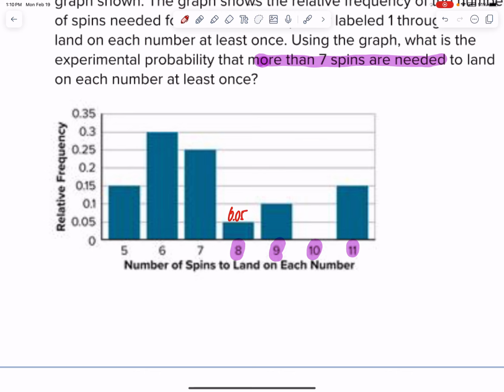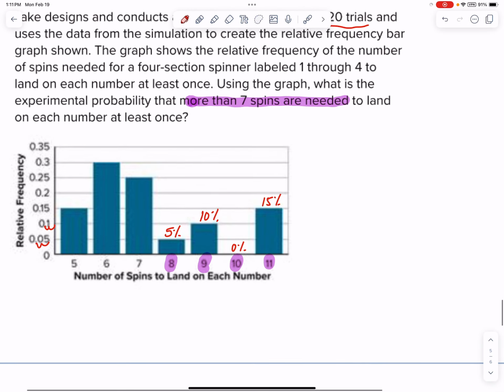All right, so step 1 is writing down the probabilities. You can also write it as a percent if you'd prefer. So swoop, swoop, we have 5%. We have swoop, swoop, 10%. And we have 0%, which doesn't really matter any. And then we have 15% here. And all we have to do is add those up.